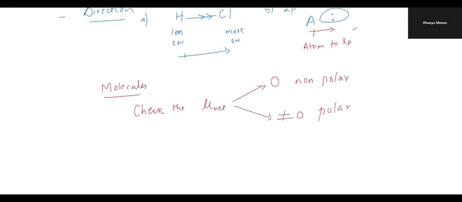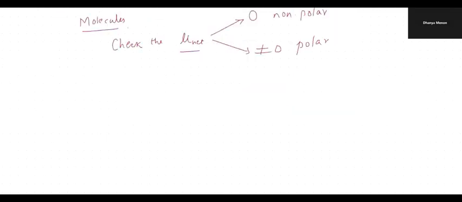Usually we check the net dipole moment. Mu net means net dipole moment. For example, if we talk about carbon dioxide, it has a linear structure, and you know that oxygen is more electronegative, so the direction is from positive to negative. Then this is positive, this is negative. The direction is from positive to negative.